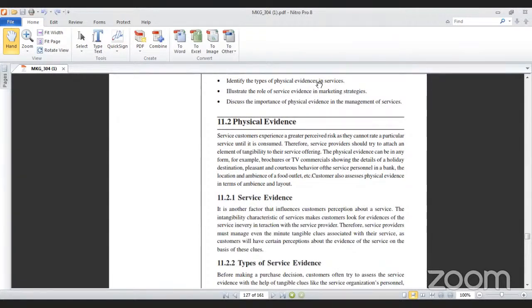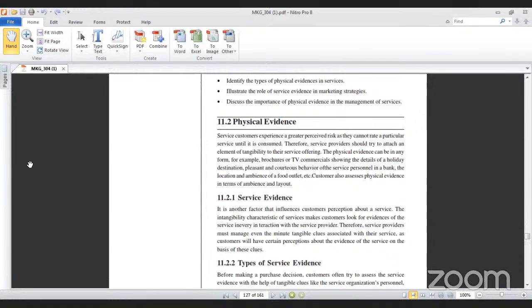Physical evidence. Service customers experience a greater perceived risk as they cannot rate a particular service until it is consumed. Therefore, service providers should try to attach an element of tangibility to their service offering. Next, service evidence. It is another factor that influences customer perceptions about a service. The intangible characteristics of service make customers look for evidence of the service in every interaction with the service provider.